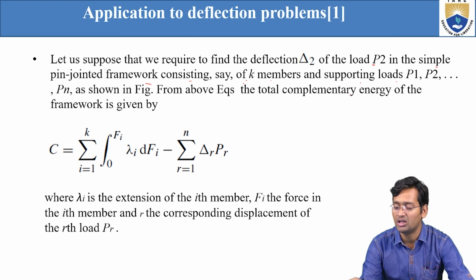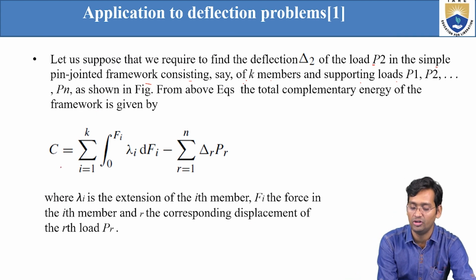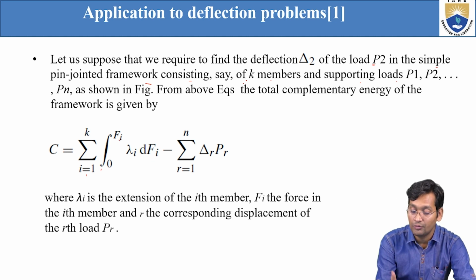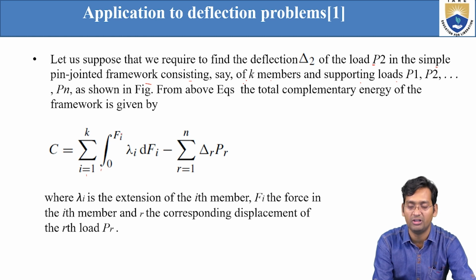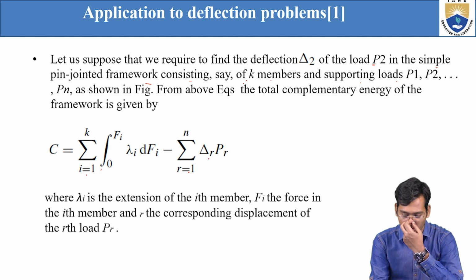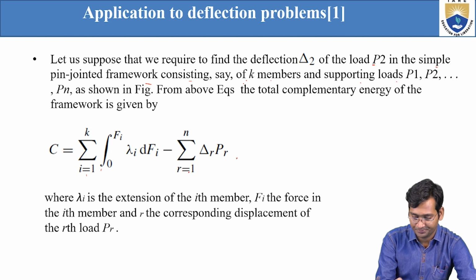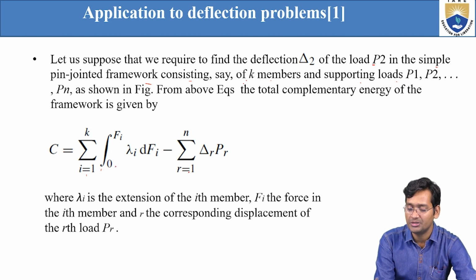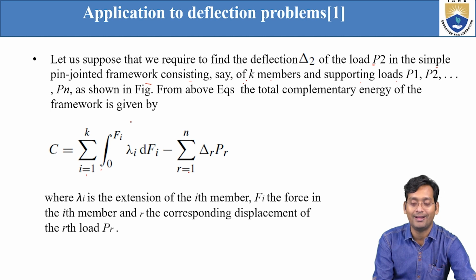From the above equation, the total complementary energy of the framework is given by C equals sigma i equals 1 to K, integral 0 to Fi of lambda i dFi. Here dFi will change according to the member. For the first member, 0 to F1, lambda 1 dF1, as the load is gradually applied, minus sigma r equals 1 to n of delta r Pr, so delta 1 P1, similarly r equals 2, delta 2 P2. This is the total virtual work inside, and this is because of the external loads.